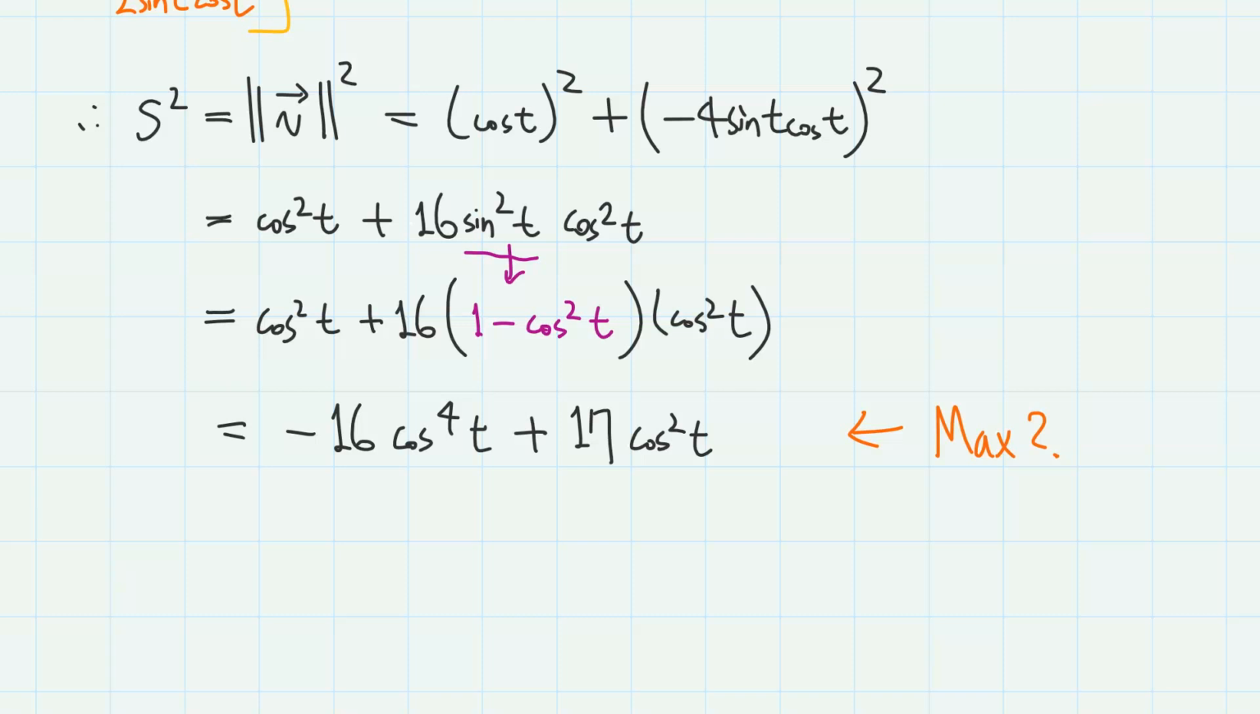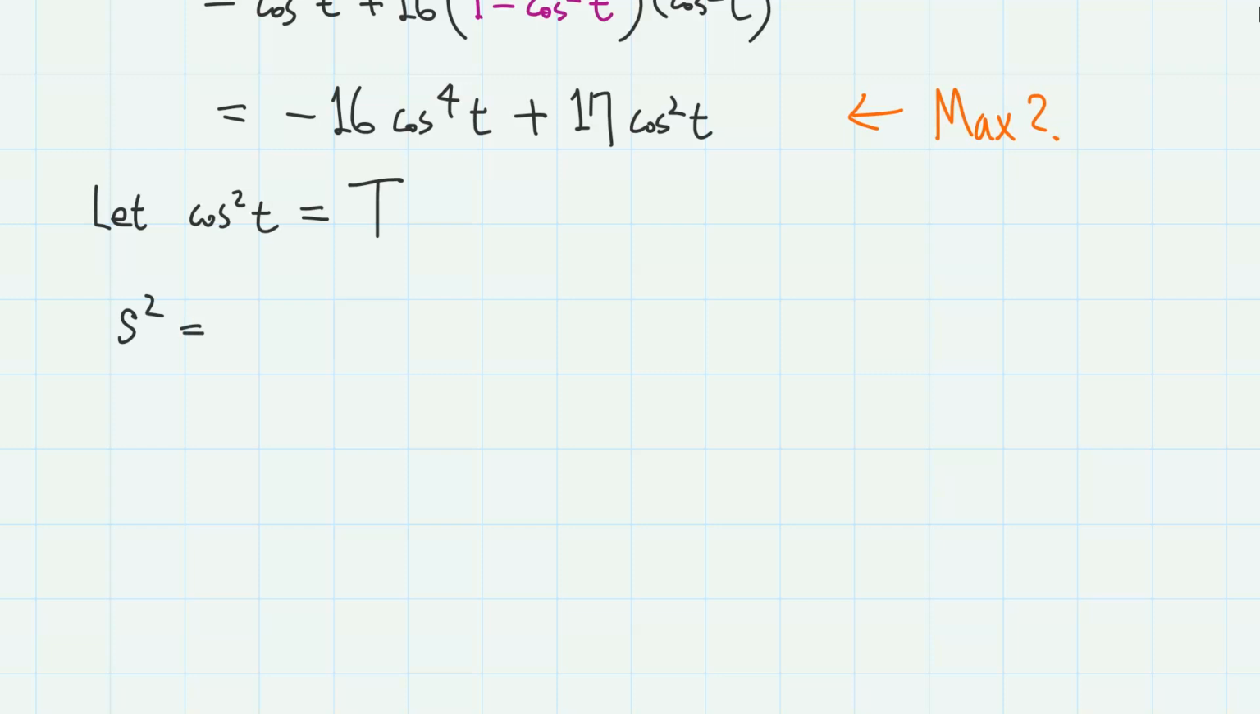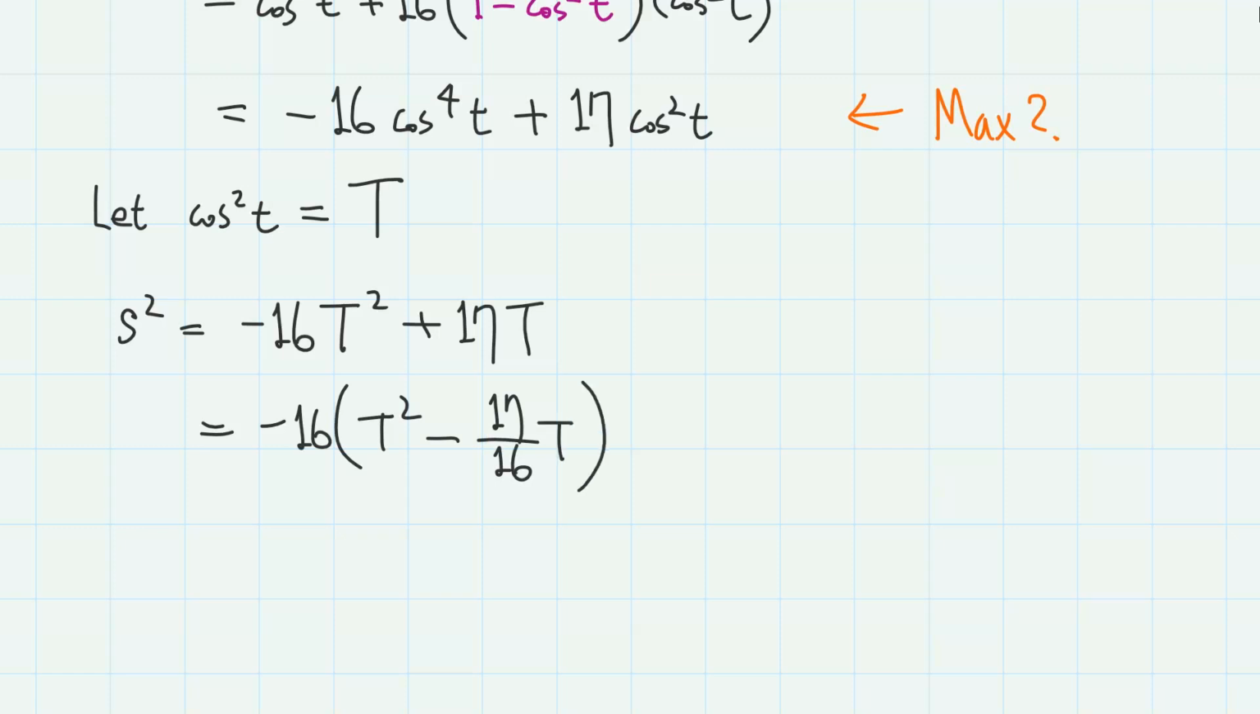The best way to simplify and investigate the maxima here is to make a substitution by letting cosine squared t as capital T. Then we have s squared equals minus 16 T squared plus 17 T. And this is a quadratic function, so let us change into the vertex form. So first we write minus 16 times T squared minus 17 over 16 T. And we have to complete the square, so let us write minus 16 times T squared minus, and the next term is 2 times 17 over 32 T.